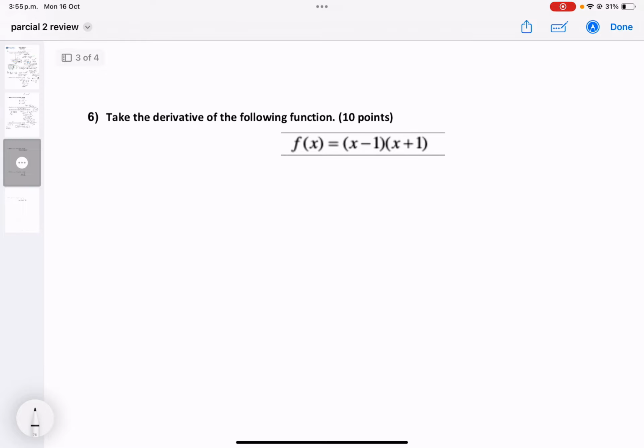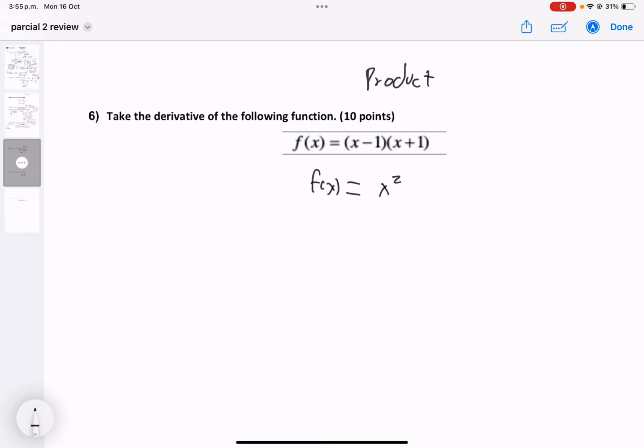Number 6. Take the derivative of the following function. For this one, you may want to use the product rule, or you can just do the multiplication before. That's faster. Or you can just remember the notable products. Here I have what we call a difference of squares, because I have x minus 1 multiplied by x plus 1. So I can rewrite this as x squared minus 1. This is the same function, and this is easier to take the derivative of. The derivative of this is 2x. Okay, that's it. Just 2 steps.